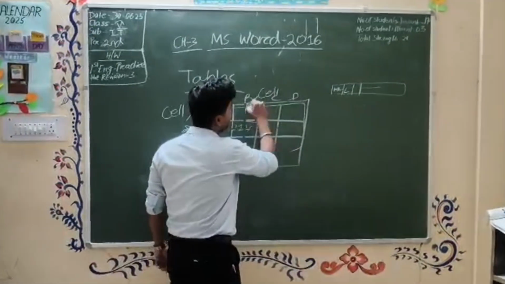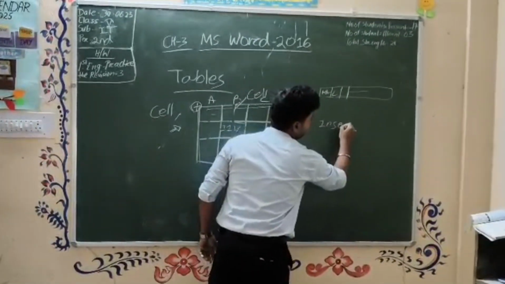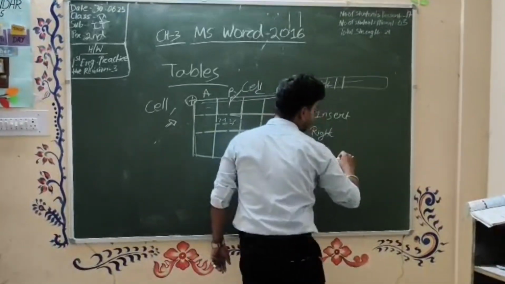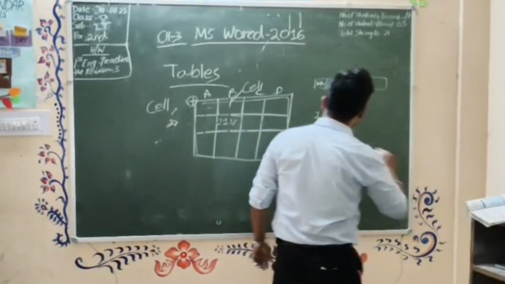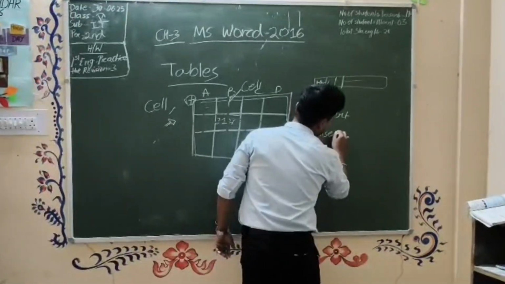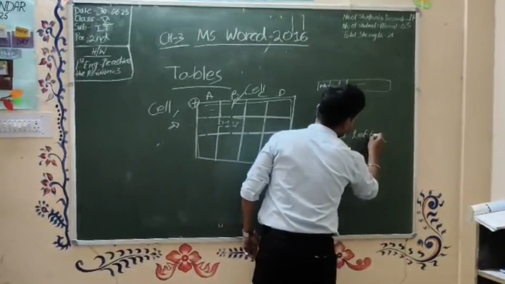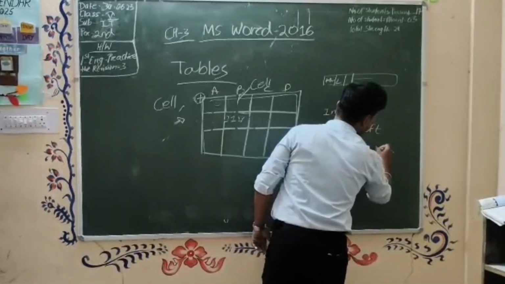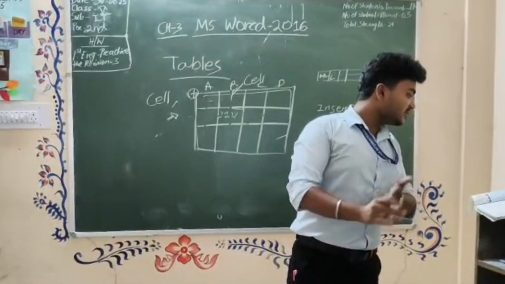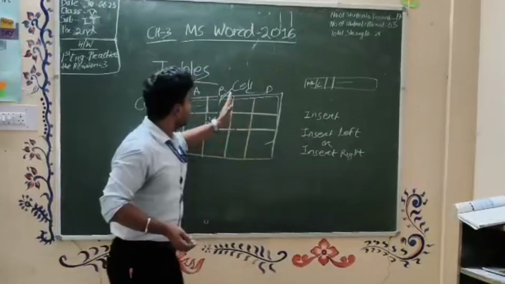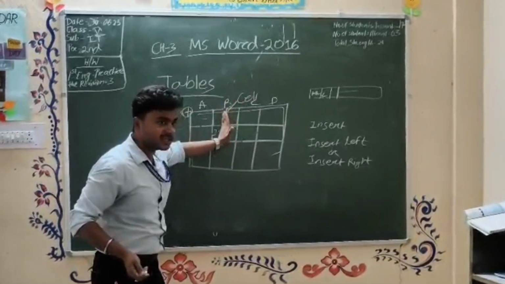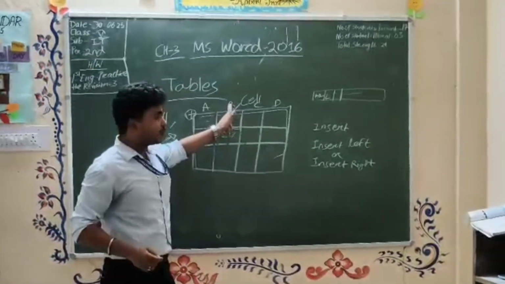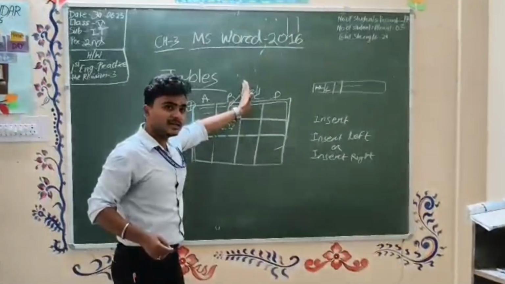First you select the table column, then go to the Layout tab, where there are options: insert left and insert right. When you click on insert left, if you select this column, the new column is inserted here, between A and B. When you insert right, the new column is inserted to the right of B.